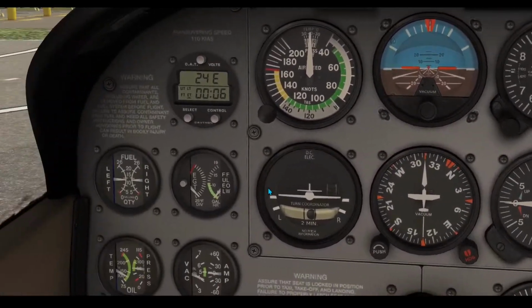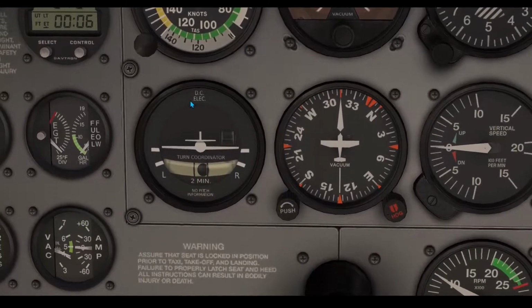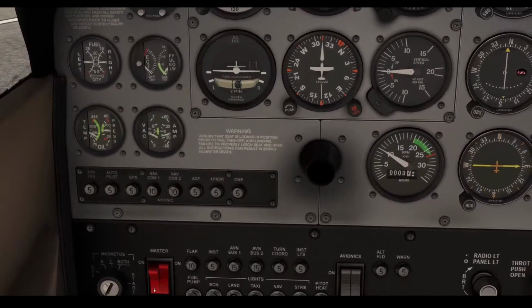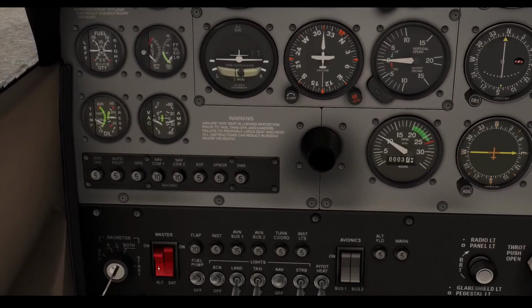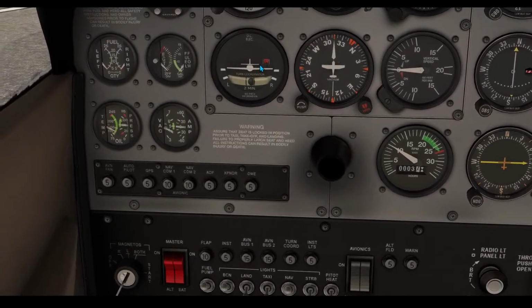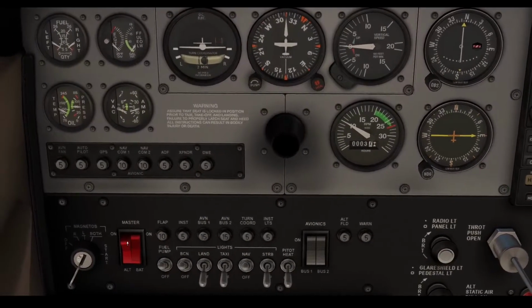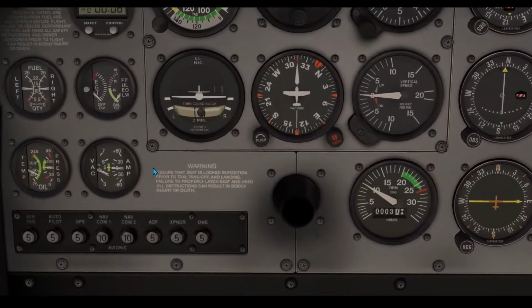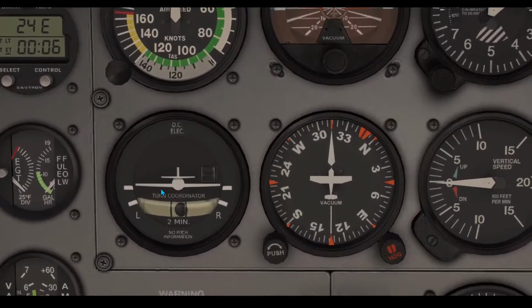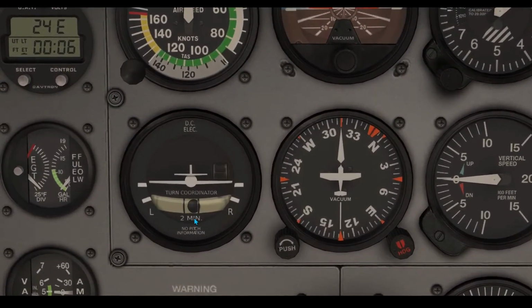Alright, down here, the turn and slip indicator. It uses DC electric. In fact, if we turn off the alternator and the battery, then since there is no source, we'll see an off light. So it's two instruments in one. One is the turn instrument, and the other one is the slip instrument.